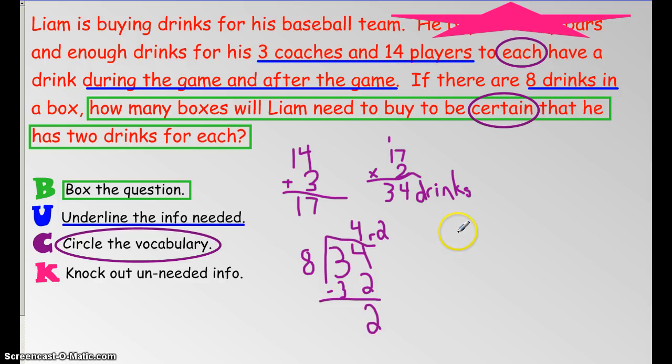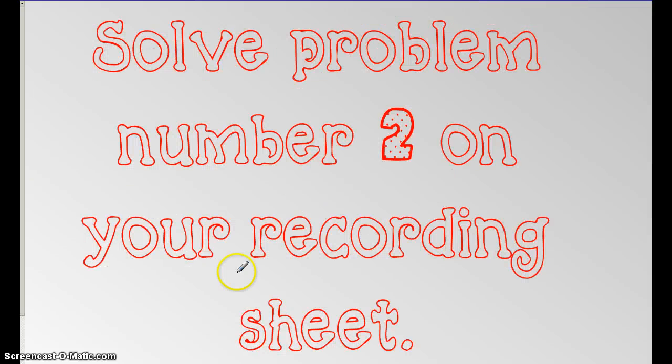So I know that I have to use my remainder and round up so no one's sad that they didn't get a drink. And I am going to buy 5 boxes of juice. I need 5 boxes. So let's see, did I answer my question? How many boxes will Liam need to buy to be certain that he has 2 drinks for each player and coach? Yes, I need 5 boxes. I'll have some drinks left over, but that's okay. All right, boys and girls, I want you to hit pause and go solve problem number 2 on your recording sheet.